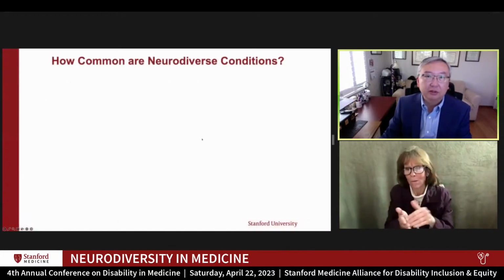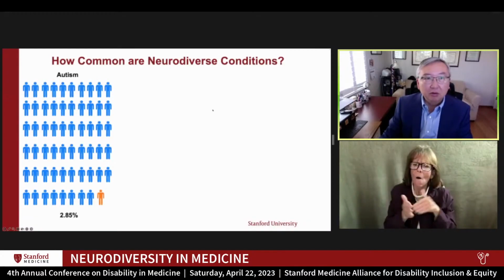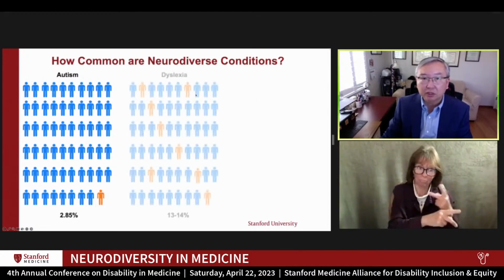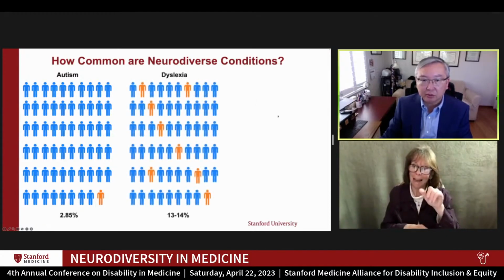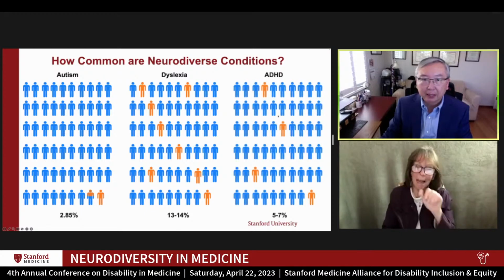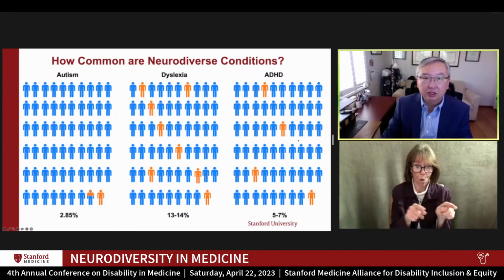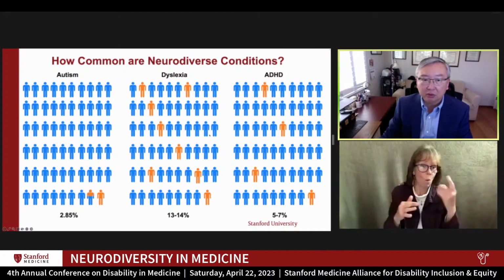How common are neurodiverse conditions? The prevalence of autism is close to 2.9% based on the last report from the CDC. Dyslexia is much higher, 13 to 14%. ADHD is somewhere in between, 5 to 7%. So if you look at the total of these conditions plus the conditions that I mentioned earlier, the neurodiverse population would be one of the largest minorities in the world.